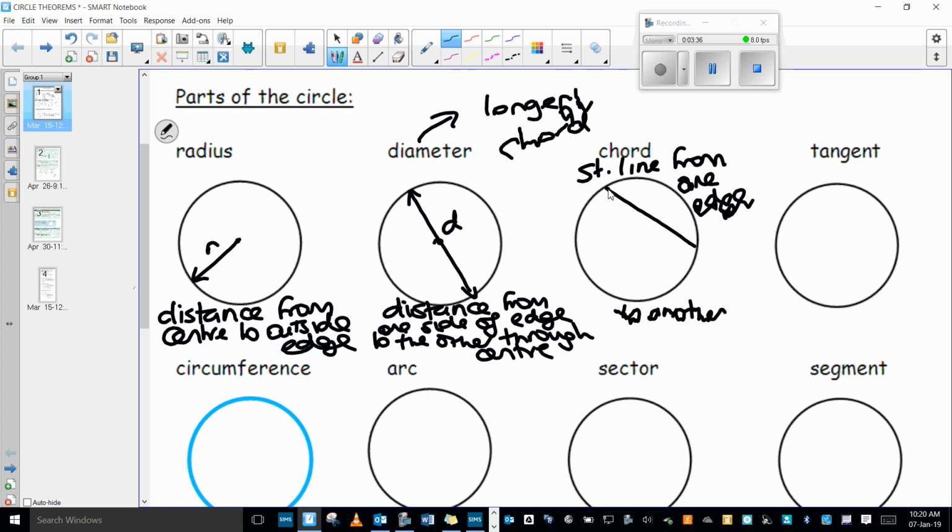But it wouldn't normally be called a chord if it went through the middle. Well, you could label it as a chord, but if you were asked to label the best description, you would say diameter. They normally hedge their bet. If you label it as a chord, you would be correct, but they would want the best description, so therefore it would be diameter. If you had a picture like this and you had in your list diameter and chord, you would be correct if you used either, but they would want you to label it diameter because that's a better description than the chord.